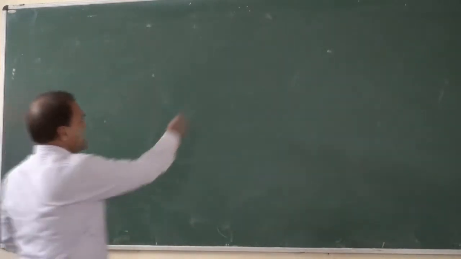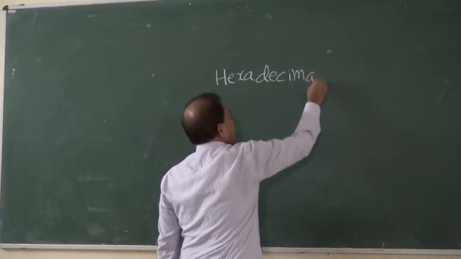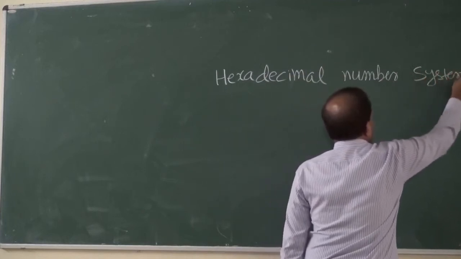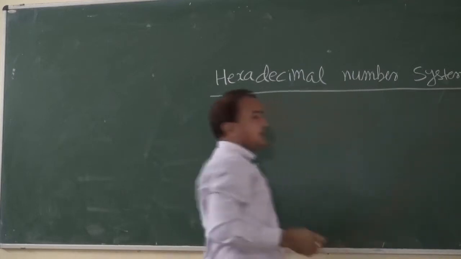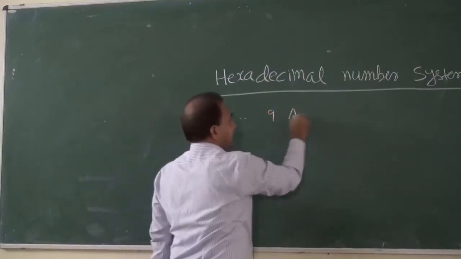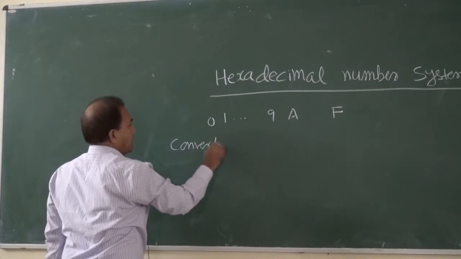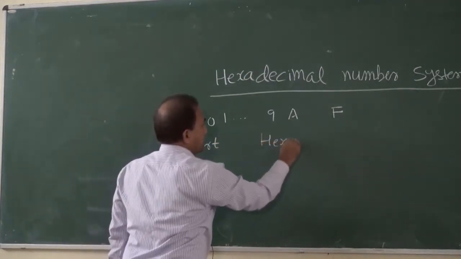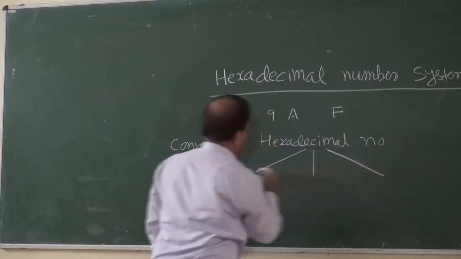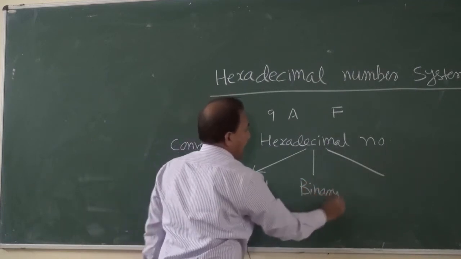Then the last number system is the hexadecimal number system. In hexadecimal number system, the symbols that are used are 0 to 9, then A to F. Okay, so you can convert hexadecimal number to decimal, to binary, and to octal.